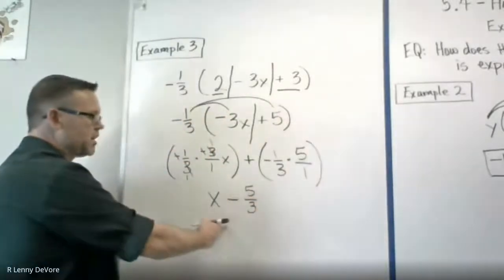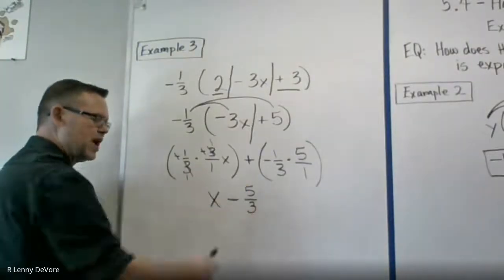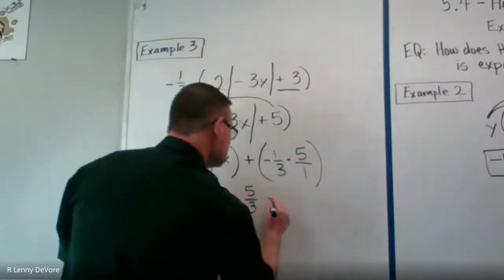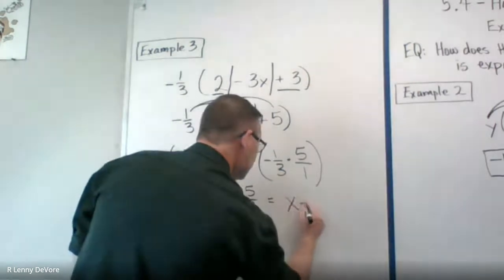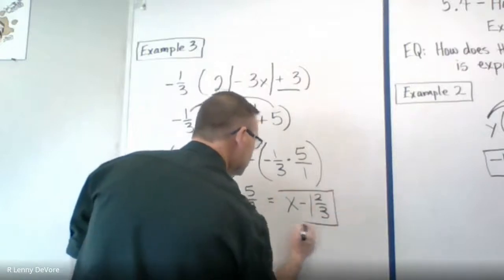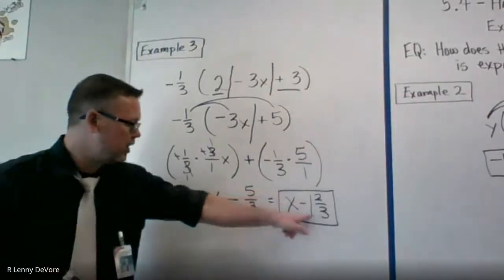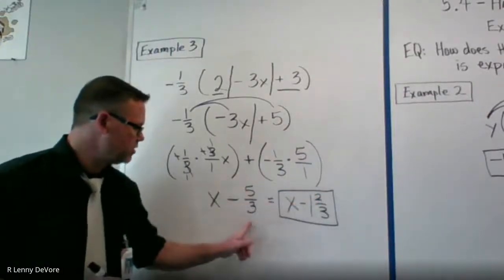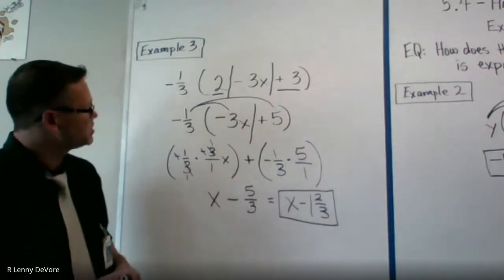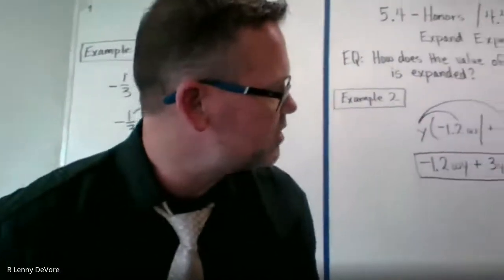Now, some teachers will accept this as the answer right here, but I don't like it when we have an improper fraction there. So I'm going to turn this into a mixed number. So this actually equals x minus 1 2/3. Okay, guys, 3 goes into 5 once. There are 2 left over, and you keep the same denominator. Stuff we've covered before, right? Okay, so if you need to, pause it, write it down, do whatever you need to do. Okay, let's go to the next one.